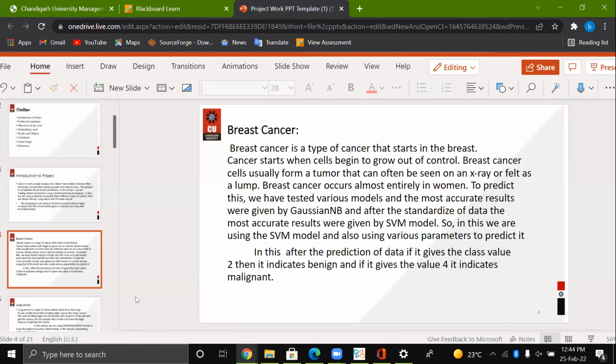To predict this, we have tested various models, and the most accurate result was given by Gaussian NB, and after standardizing the data, the most accurate result was given by the SVM model. So in this we are using the SVM model and also using various parameters to predict it. After prediction, if it gives the class value 2, it indicates benign, and if it gives the value 4, it indicates malignant.